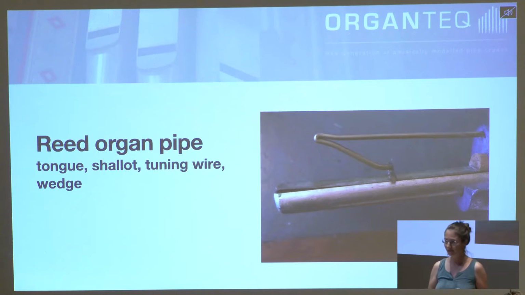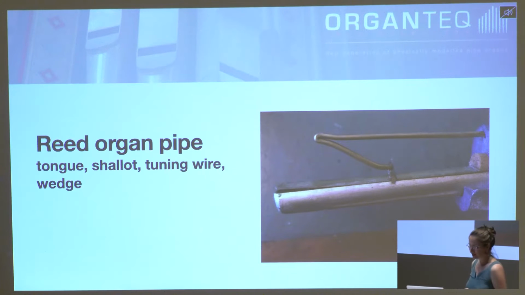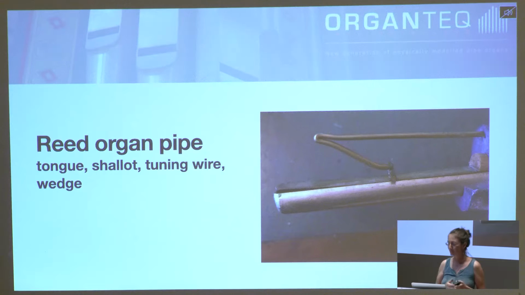So let's look at the object. If you have an organ pipe and you remove the foot, this is what you're going to see. You have this metal bar, the tongue, which can vibrate. Then you have the shallot under it. You have the tuning wire that can move. It changes the pitch, and not only the pitch. And then there is the wedge here to hold it all together. The pipe would be on the right of the screen here. I'm not going to talk about the pipe today. I'm going to talk about this part of the model, and specifically how we can adjust the physical parameters to aim at a target sound that we want the software to sound like.